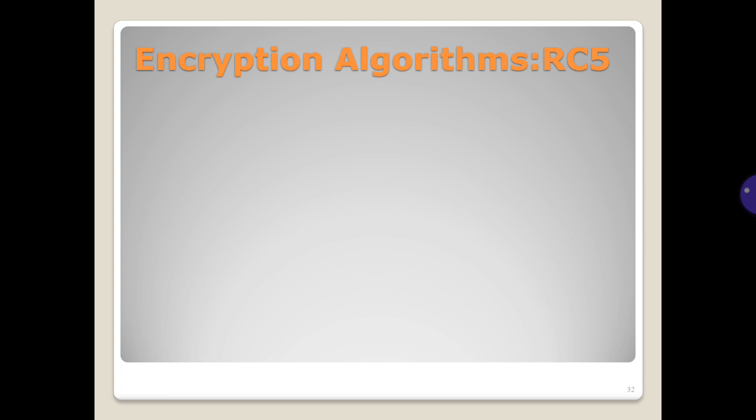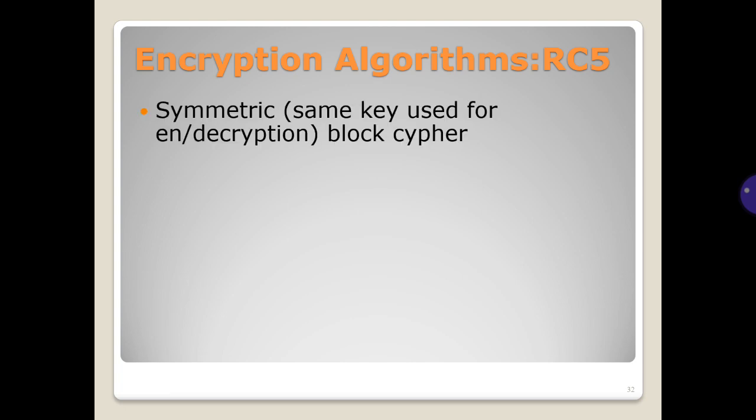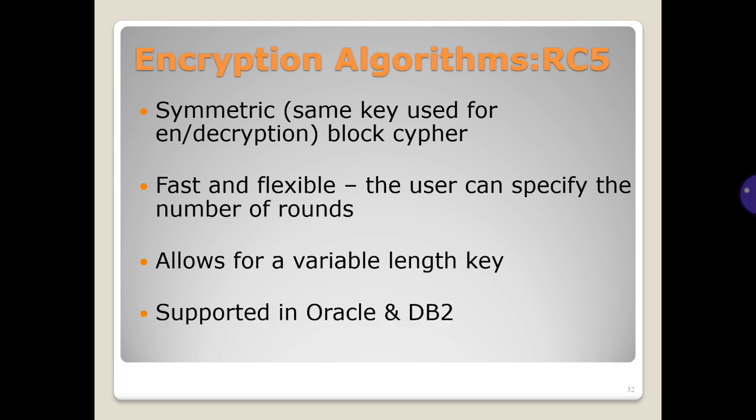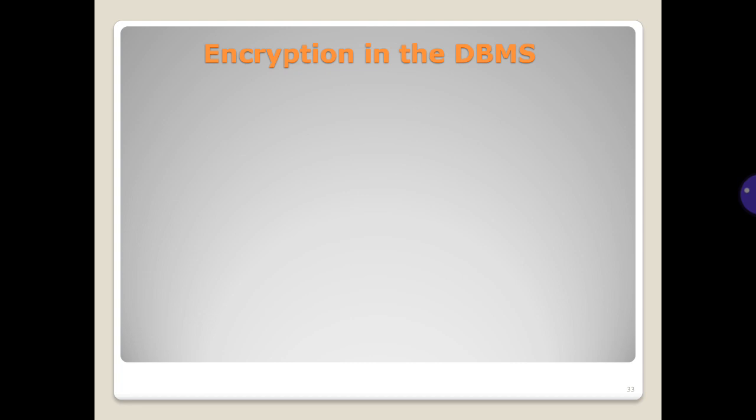And the encryption algorithm RC5. Symmetric, the same key is used for encryption and decryption. Block cipher, and faster and flexible, the user can specify the number of rounds. Allows for a variable length key. Supported in Oracle and DB2.